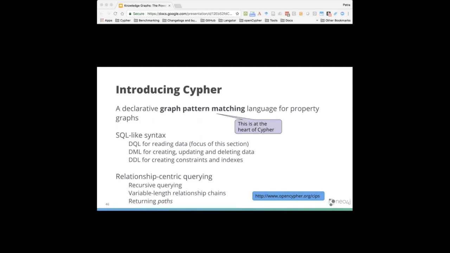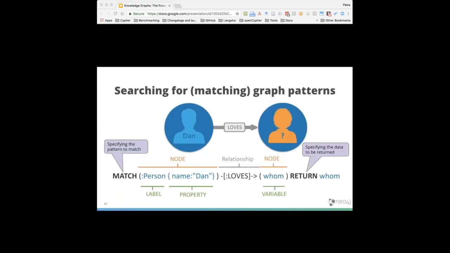Related to that is variable length relationship chains, and also the ability, which is very different and plays very much into the knowledge graph story, to not just return properties or nodes. It's actually the ability to return whole paths. And as I said before, this is a really useful thing to do to see why a particular answer was returned. You can see exactly what the path was that led to that answer being the answer it is. So just to show very graphically what's going on.